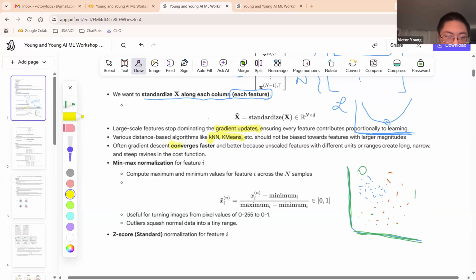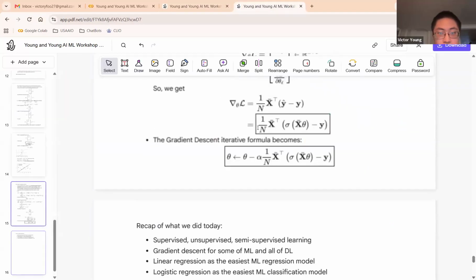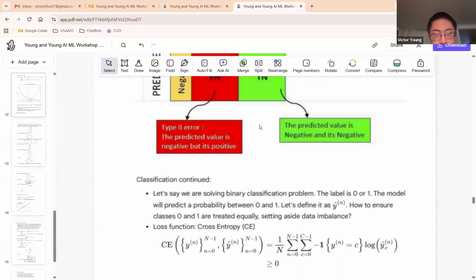And it turns out that gradient descent often converges faster if you have standardized features, because unscaled features with different units or ranges create long, narrow, steep ravines. So as you can guess, for land area, maybe it forms, as we've seen in these notes.